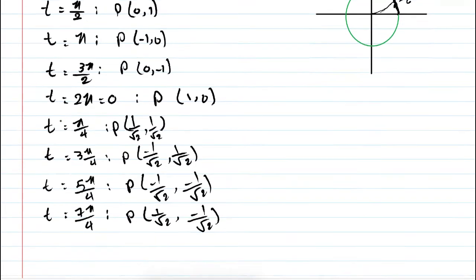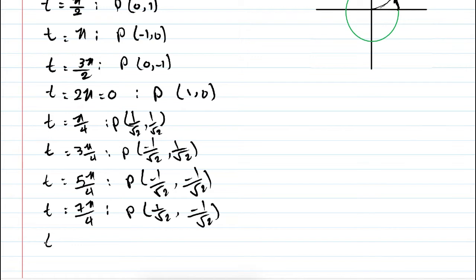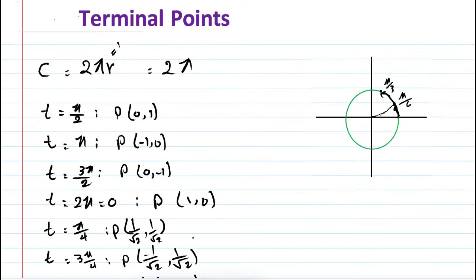at t equaling pi over 6, I'm just going to tell you the terminal point. At t equaling pi over 6, our P will equal the square root of 3 over 2 and 1 over 2. So right here, at t equaling pi over 6, our terminal point is the square root of 3 over 2 and 1 over 2.